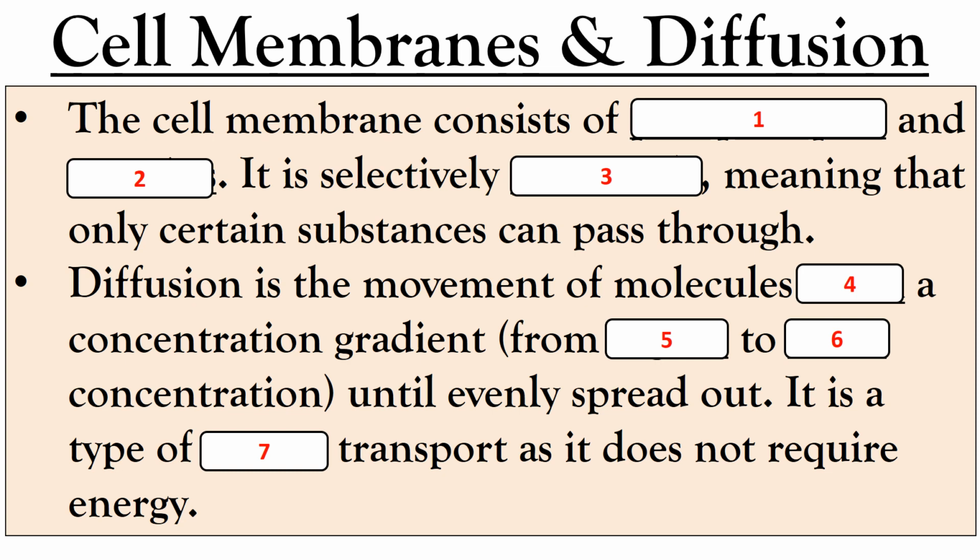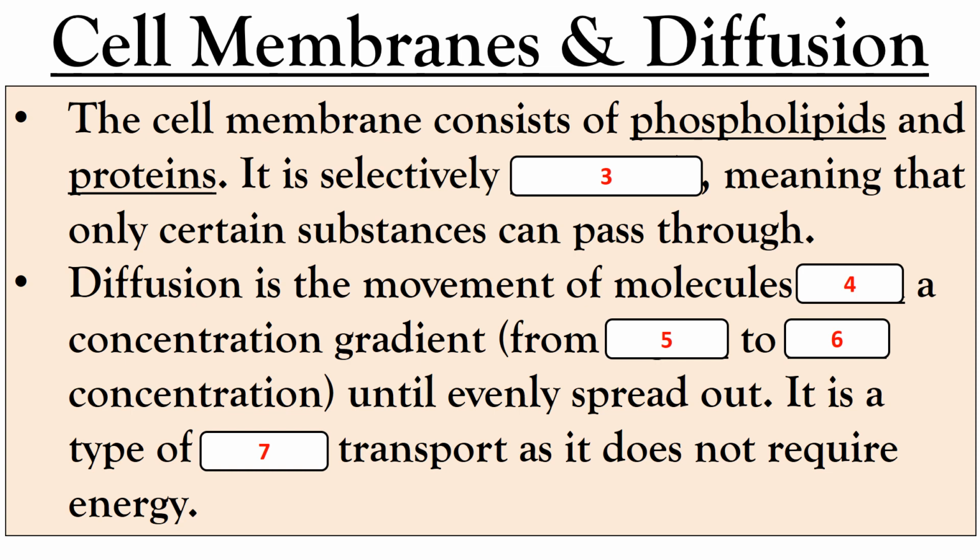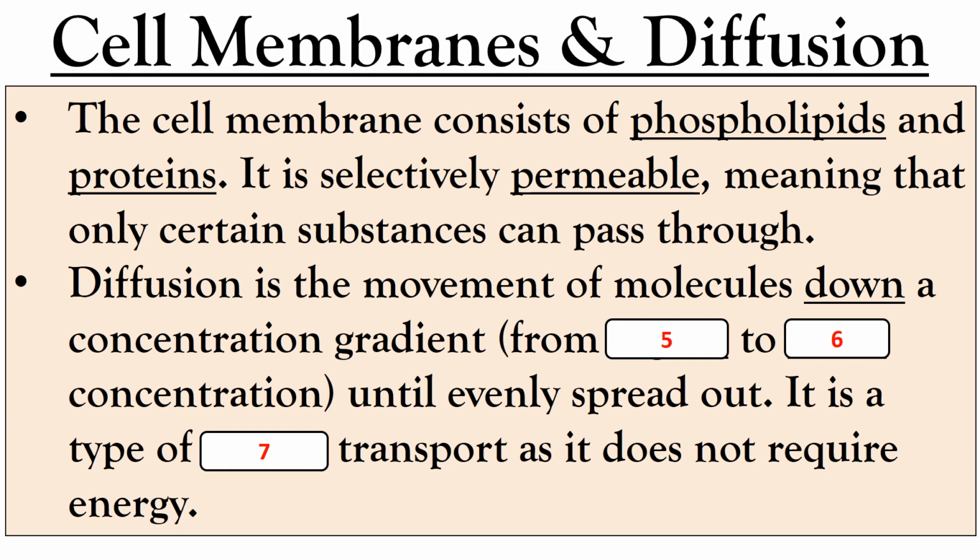Okay, the cell membrane consists of, and check your spelling on this one, number 1 is phospholipids, and they also contain proteins. It is selectively, 3, permeable, meaning that only certain substances can pass through. And then diffusion is the movement of molecules down a concentration gradient from 5, higher to lower concentration.